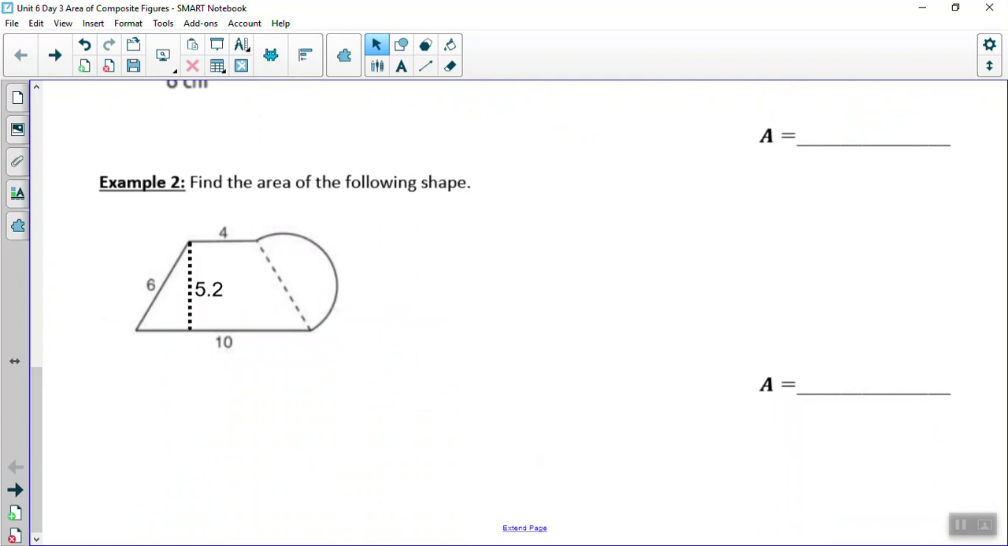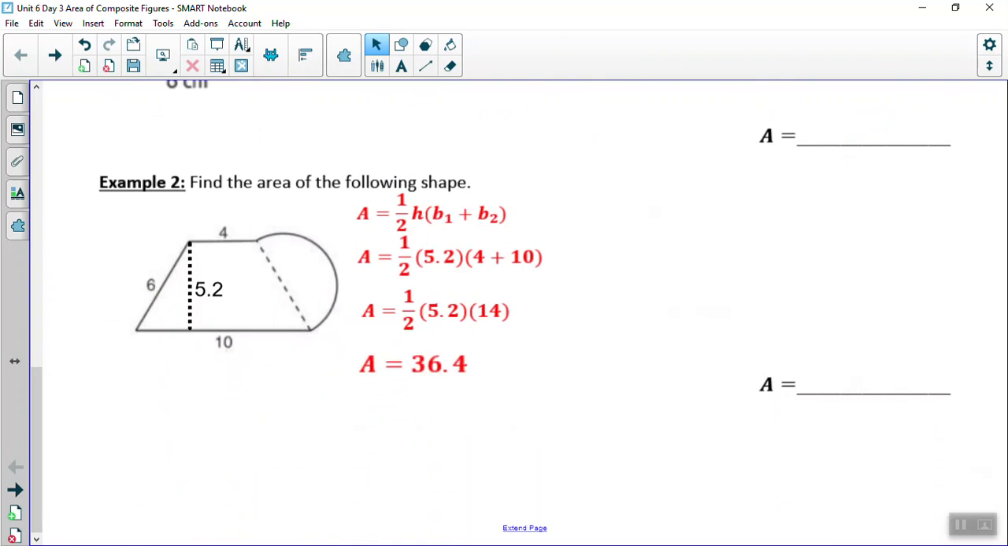I'm going to start with the trapezoid. Remember, the trapezoid has an area of 1/2 the height times base 1 plus base 2. So my height, and then my base 1, and my base 2. I'm going to substitute those numbers in. I'm going to do some math, simplify. The 4 and 10 is 14. And now I can multiply everything together.